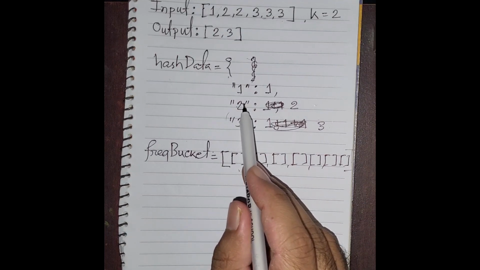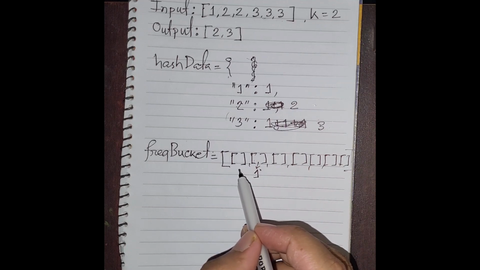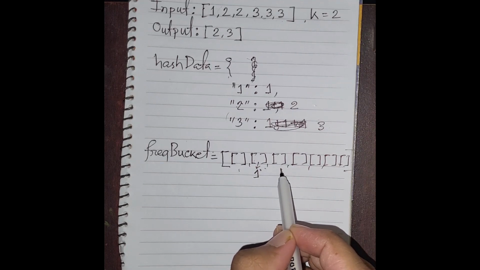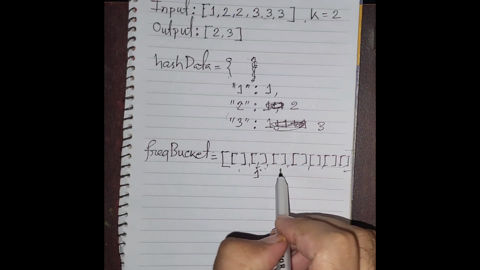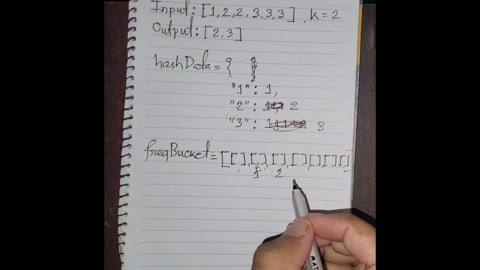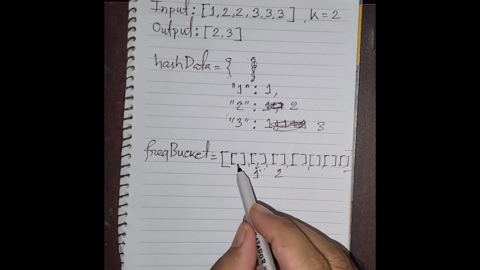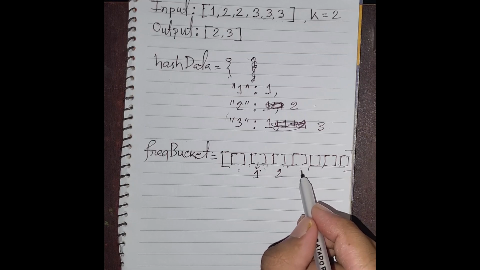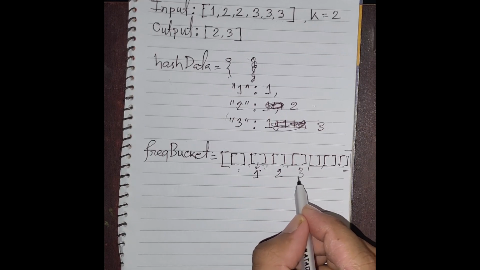Then I come to the next one. Okay, for this key, I have value 2. I go to index 2: 0, 1, 2. What do I have to insert in this? The key number. Okay, I insert 2 in this array. I come to 3. What is the value? 3: 0, 1, 2, 3. Okay, what do I have to insert in this index? The key number, which is 3.